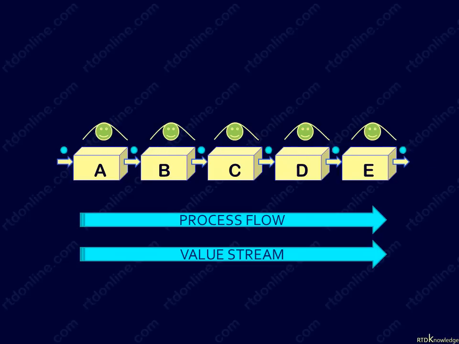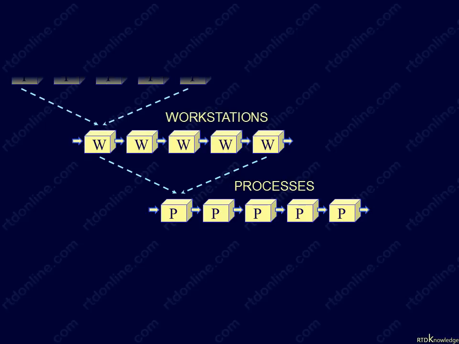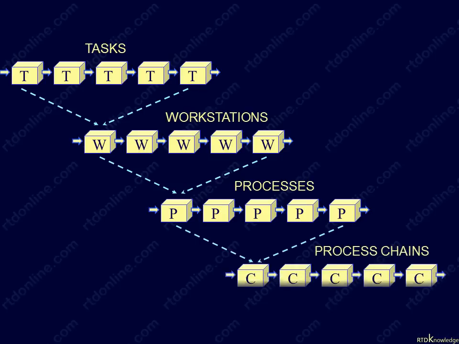A process is made up of several workstations, each of which consists of several tasks to be performed by its operator. A set of processes can form a process chain, sometimes called supply chain or value chain. The same principles in analyzing and improving a process can apply to any set of tasks, workstations, or chains.